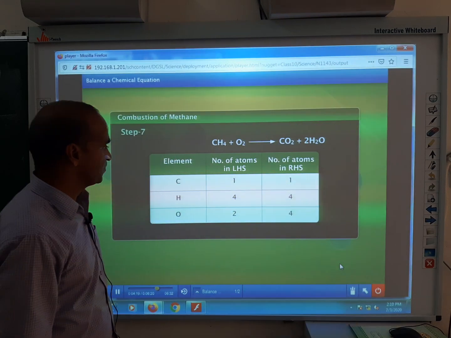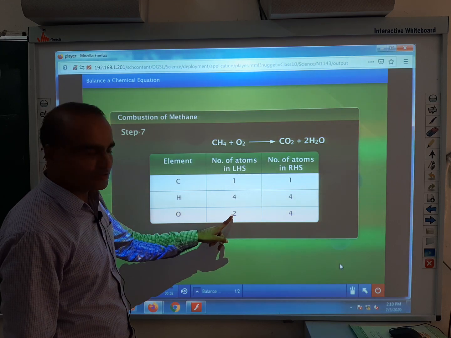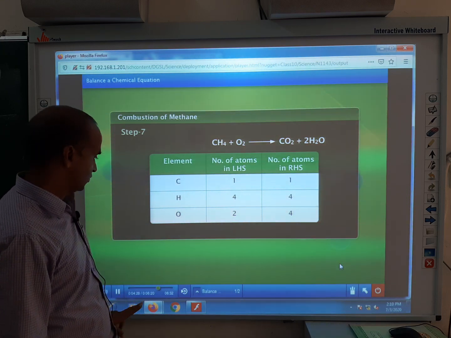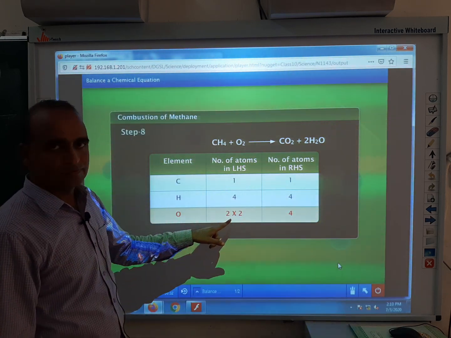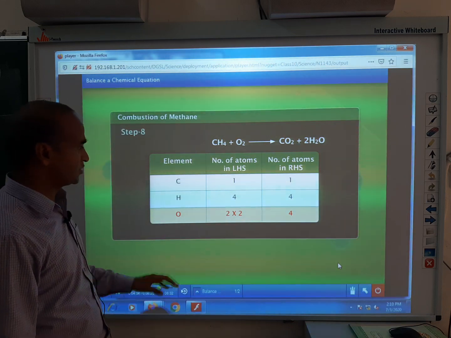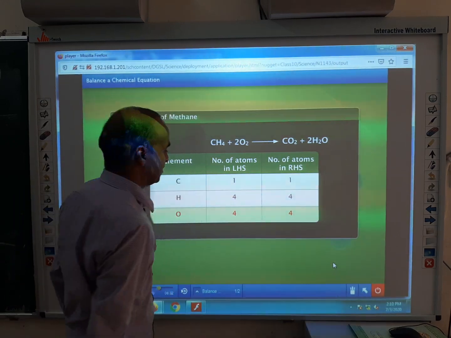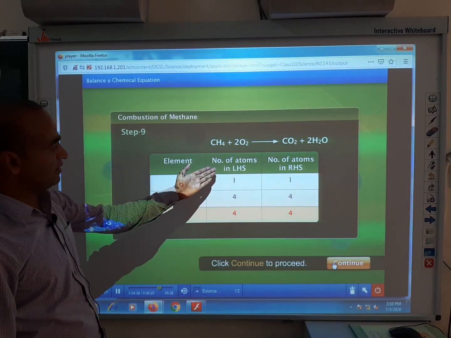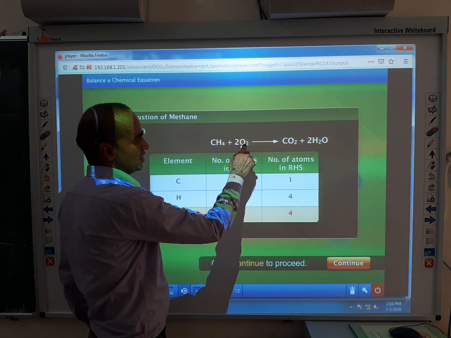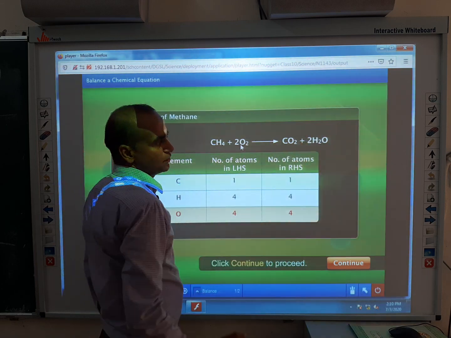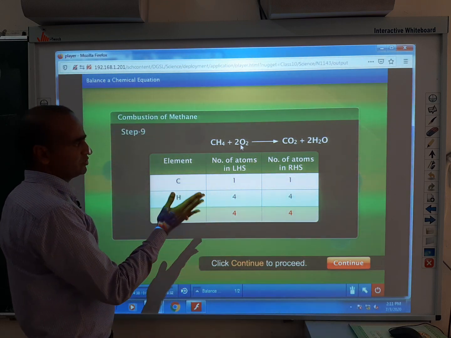Now see the next step, again we multiply the oxygen atoms by the 2. Now multiply by the 2, right? Multiply by the 2, and after then this reaction or this equation is balanced. Okay. After then we move to the next step, step 9. Now see the number of atoms on the left hand side and on the right hand side are equal when 2 multiplies the oxygen and 2 multiplies the water, right? Now this is the balance of the chemical reaction.